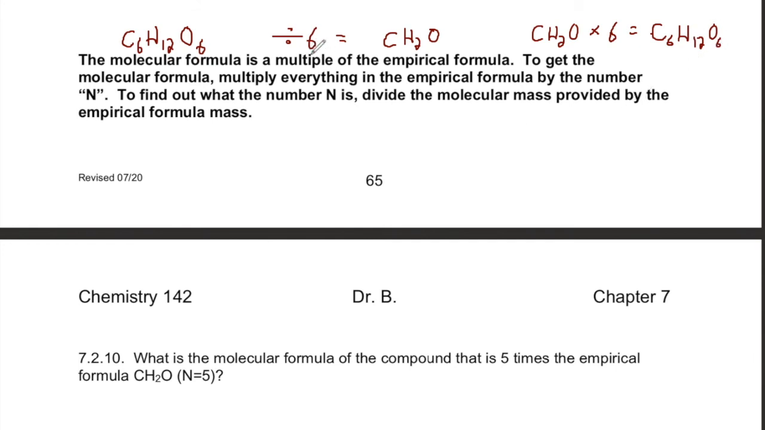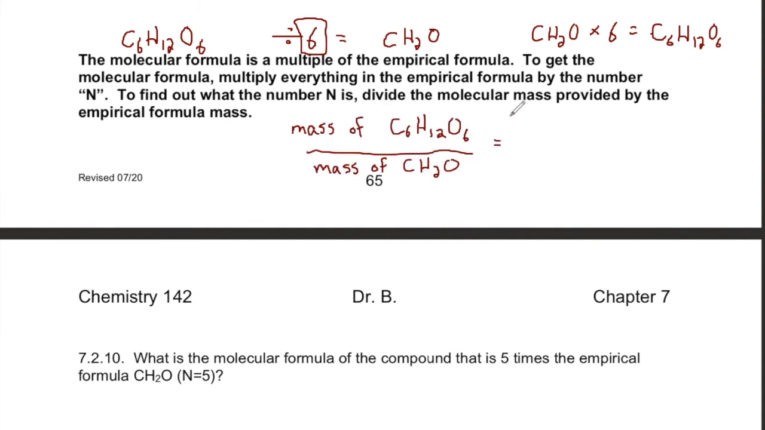C6H12O6. So the way to figure out what this multiple is is by mass, because the molecular formula of glucose will have 6 times the mass of the empirical formula. If we found the mass of the molecule of glucose and we divided it by the mass of the empirical formula, CH2O, we would end up with the number 6. So that's a way to find the multiple here.